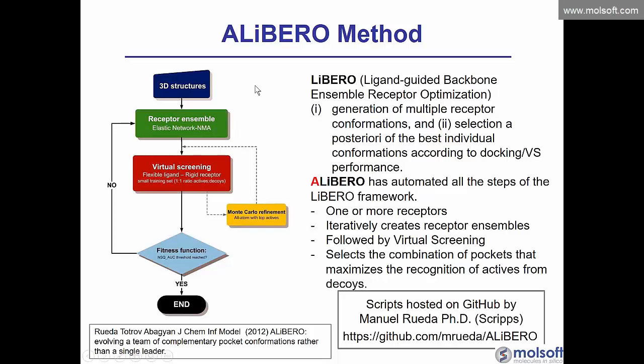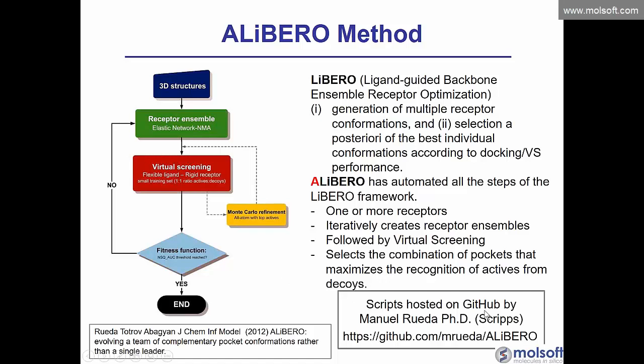So this method is only useful if you have a set of data where you have known binders and some good decoys. So you can use those to take the 3D structures, you build an ensemble using normal mode analysis. Then you perform virtual screening with some Monte Carlo refinement. And then there's a fitness function to say how well the pocket that you generated actually discriminates binders from non-binders. If it's good, you can save that conformation. If not, you go back and repeat, and it runs like that. So you can use this in ICM.